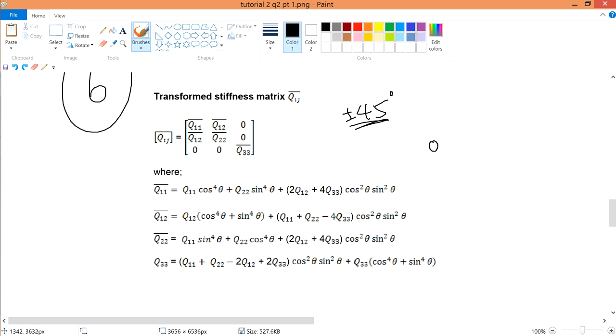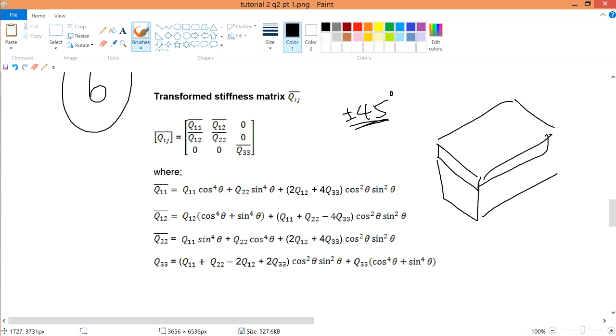So you need to give a remark stating that the values for Q bar 11, 12 and all these are the same for plus minus 45 degrees, because the angle doesn't affect the laminate. Hopefully you get what I mean, because this is our face, and then this is our core, right?